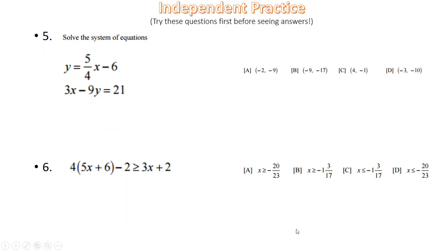Okay, so here's your 2 questions. I want you to work these out and see if you can get them right.